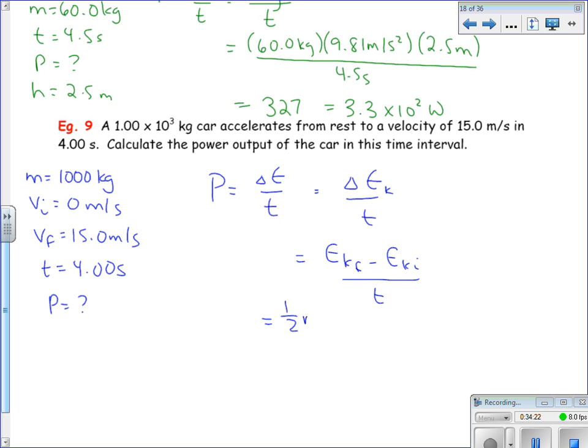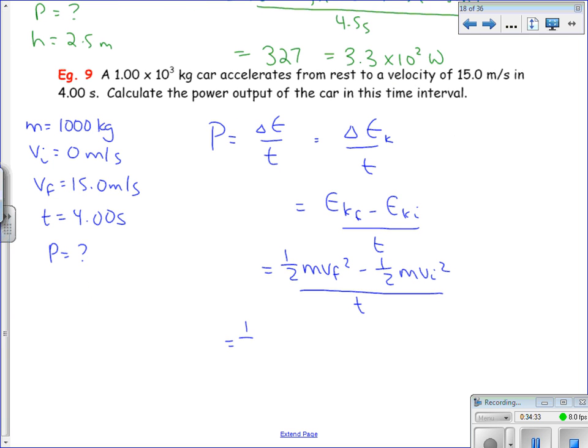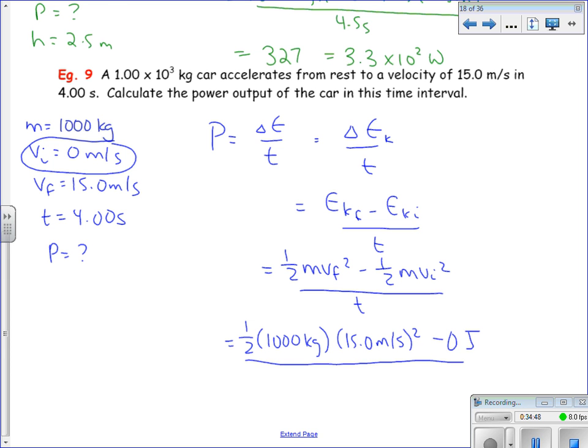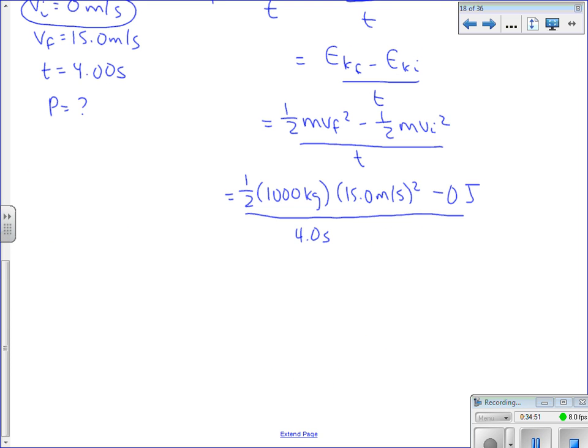So 1/2 mvf squared minus 1/2 mvi squared divided by time. So 1/2 times 1,000 kilograms times 15.0 meters per second squared. That initial kinetic energy is going to be 0 because the initial velocity is 0, so it's just minus 0 joules, and then that's all divided by 4.0 seconds. And what you should get there for an answer is 28,125 watts, or 2.81 times 10 to the 4 watts.